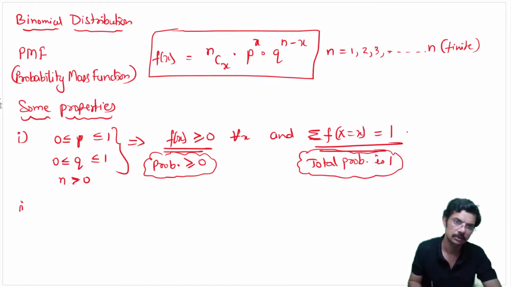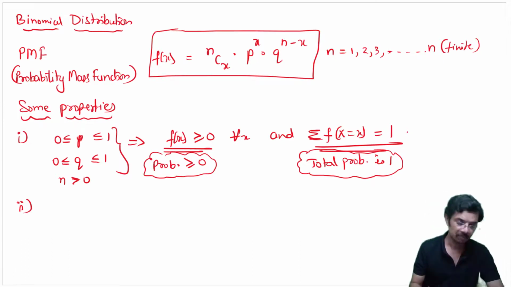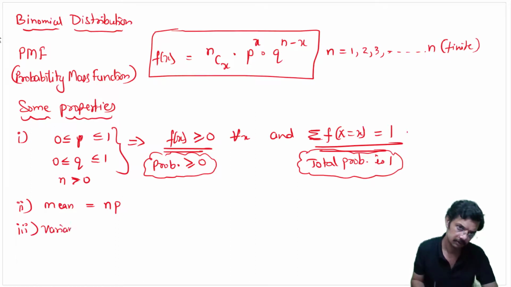The second property says that the mean of a binomial distribution is defined as n into p, where p is the probability of success and n is the number of trials. The third property says that the variance is equal to n into p into q.